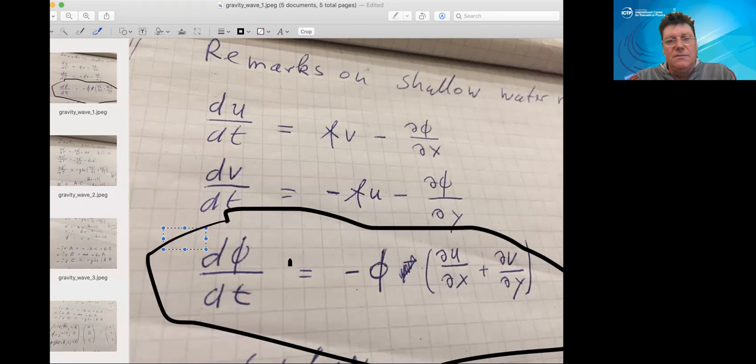Now, we will show today that this set of equations contains also Rossby waves, but that depends on the fact that we apply the rotation operator to the momentum equations. Whereas if we don't do that, these equations support other waves. And I'm pretty sure you have derived those waves already. So the waves that we can easily derive from these are gravity waves. Actually, inertia gravity waves, because we have this effect of the Coriolis force here.